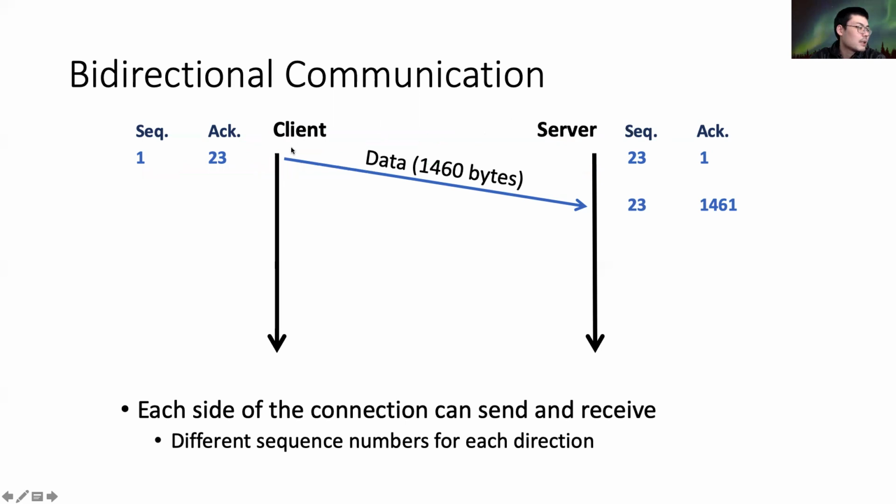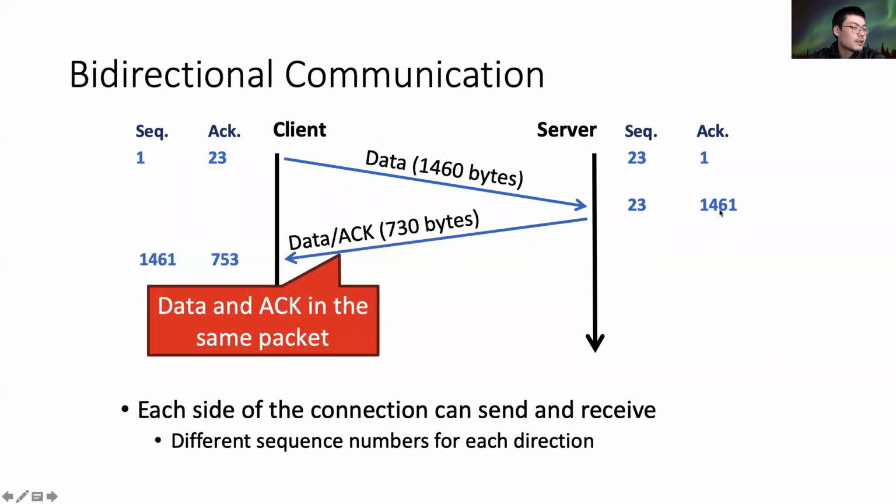So now let's assume that the client sends 1,460 bytes from the client to the server. So what will happen is that originally your sequence number is 1, now you add so many bytes, okay? So your acknowledgement for the next byte should be 1461, okay? So keep in mind the sequence number is actually in the unit of bytes, how many bytes. But this time, the sequence number that you start to send is still 23, right?